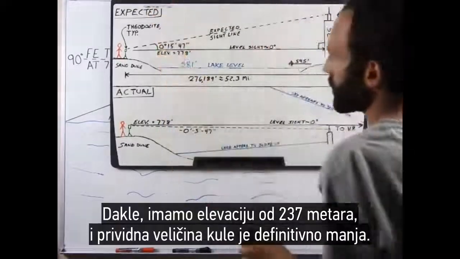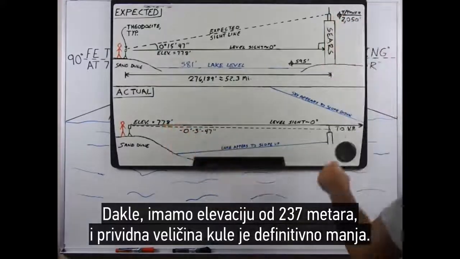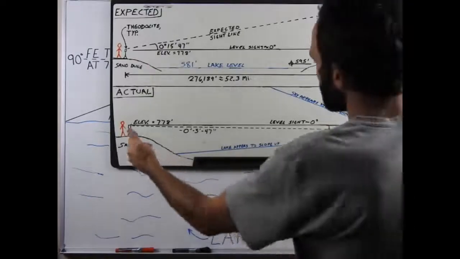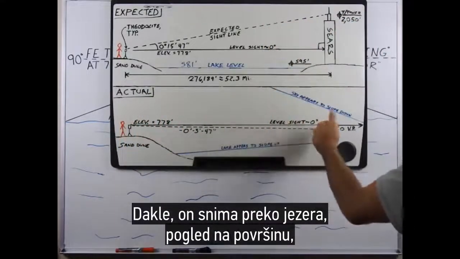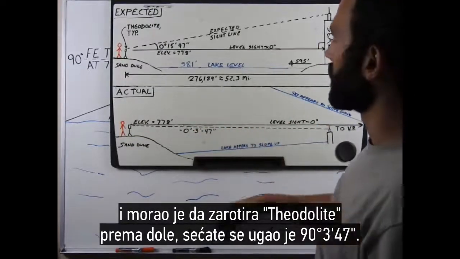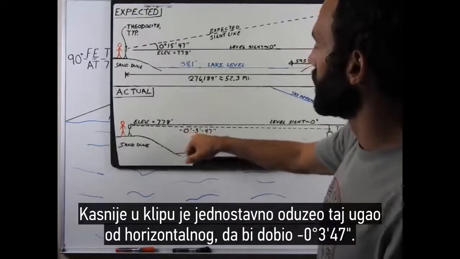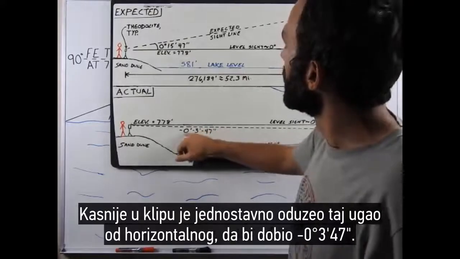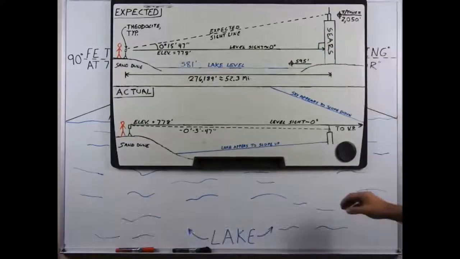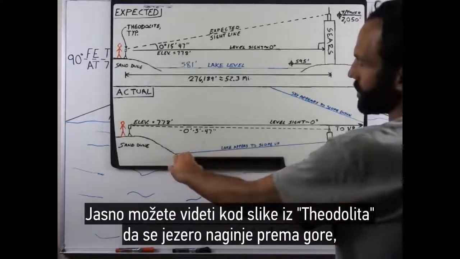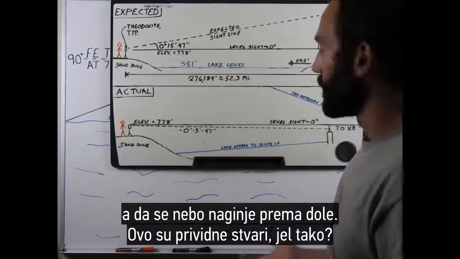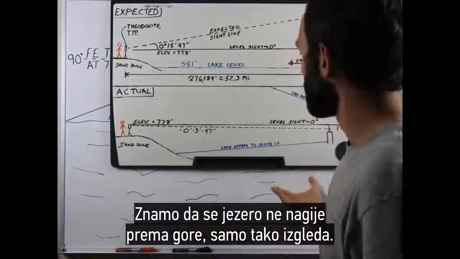Okay. So, elevation 778 feet. The apparent size of the building is definitely smaller, and he's shooting across the lake, level sight, and he had to rotate the theodolite down. Remember the angle was 90 degrees, 3 minutes and 47 seconds. Later in the video, he just subtracted that from a horizontal or level line to get negative 0 degrees, 3 minutes and 47 seconds. You can clearly see in the theodolite image that the lake is sloping up and the sky appears to be sloping down. These are apparent, right? We know that the lake is not sloping up, but it appears to be sloping up.